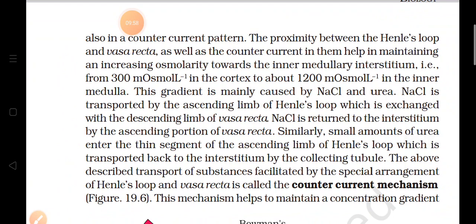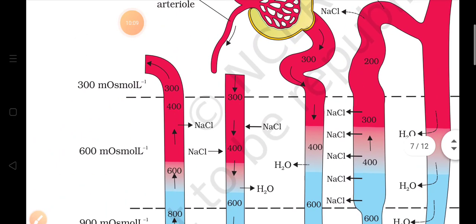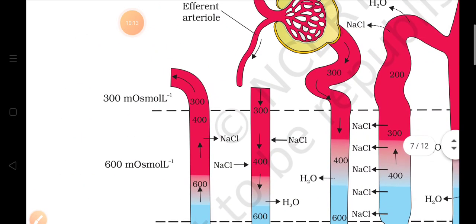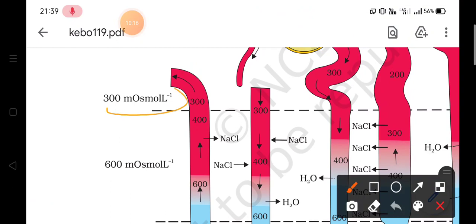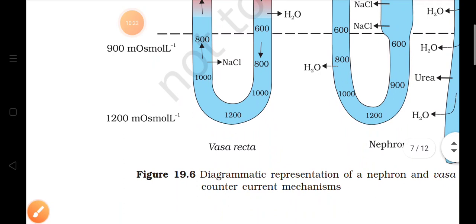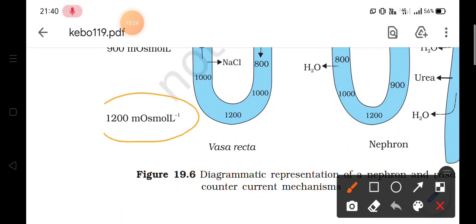And when the counter current is maintained, there is an increase in the osmolarity towards the medullary interstitium. What we are able to see in the diagram is that this osmolarity is increasing from 300 mOsm per liter to near about 1200 mOsm per liter. So we are able to see this increasing osmolarity towards the medullary interstitium, because this is the medulla region; in the kidney this is the cortical region and this is the medullary region.